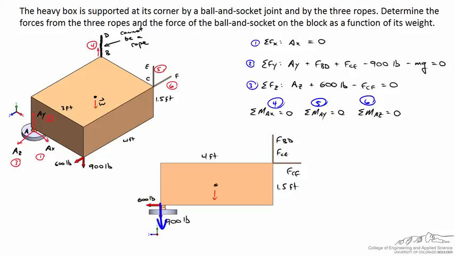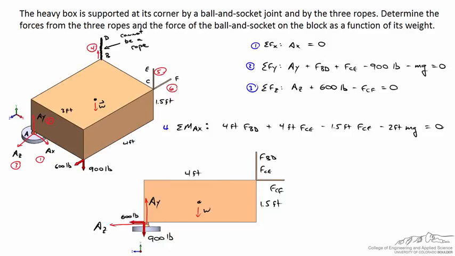Here's my downward force of 900 pounds, my force acting in the positive z direction of 600 pounds, and I've also got the constraints for the ball and socket joint. So here I've got AY acting in the upward direction, and I've got AZ acting in the positive z direction, or to the left. And from this perspective, AX acts out of the screen, so we don't draw it from this perspective. And then finally, we've got the weight acting downward at the center of mass.